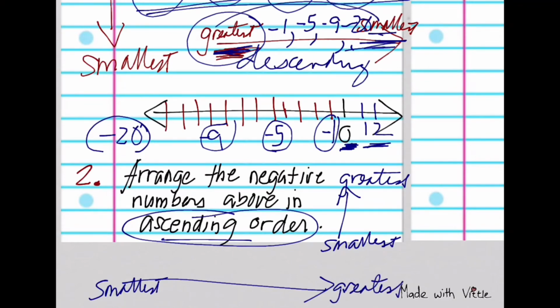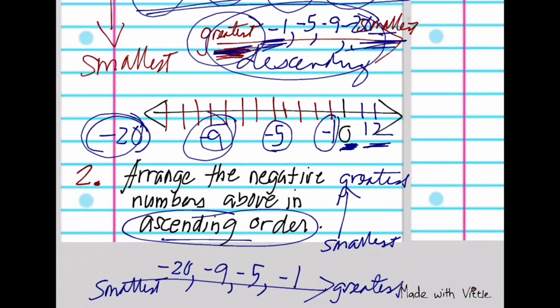So looking at this set of numbers here, you know the smallest number here is the -20. So you just have to start with the -20, and then -9, -5, and the greatest, -1.